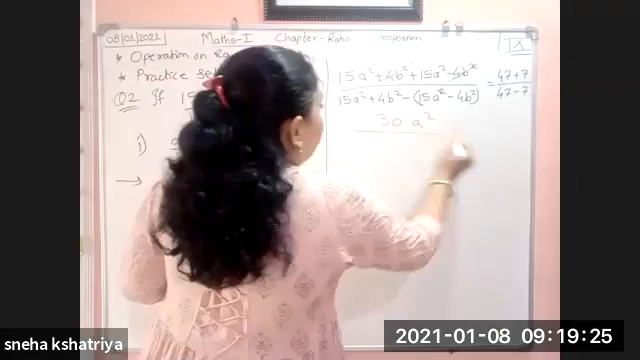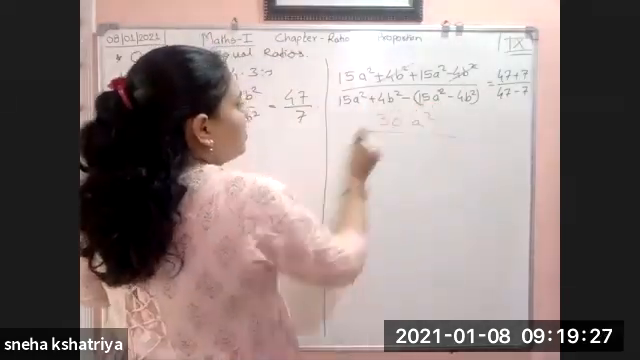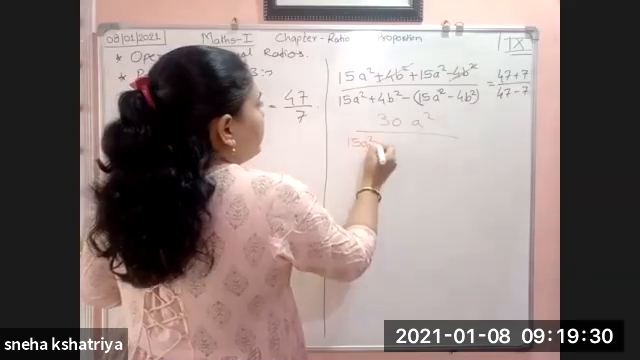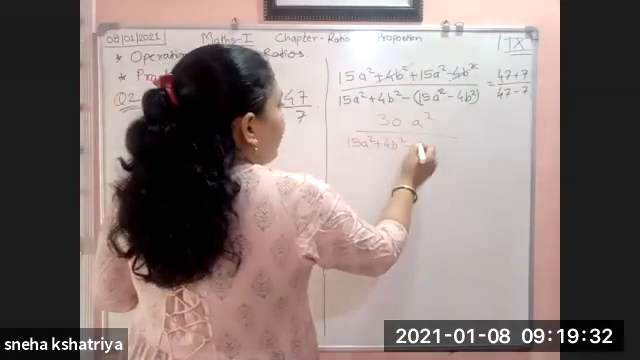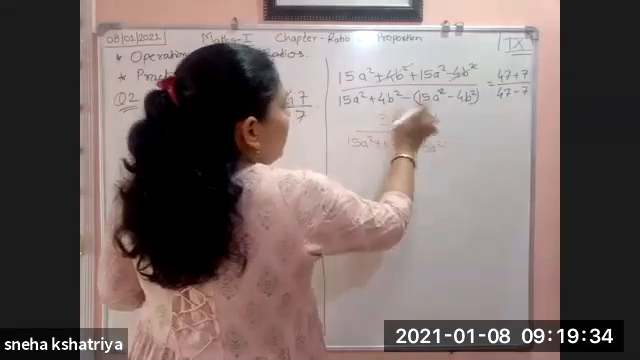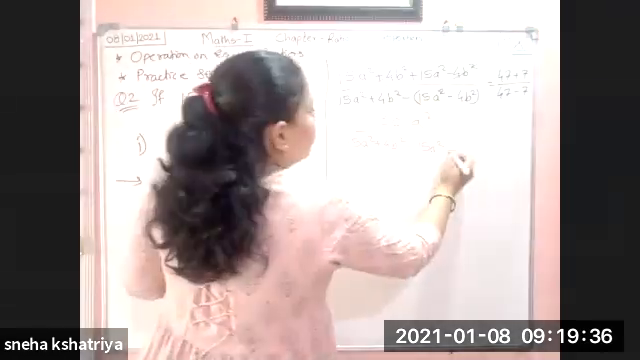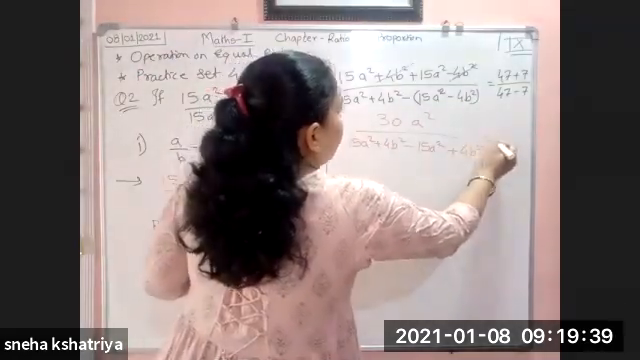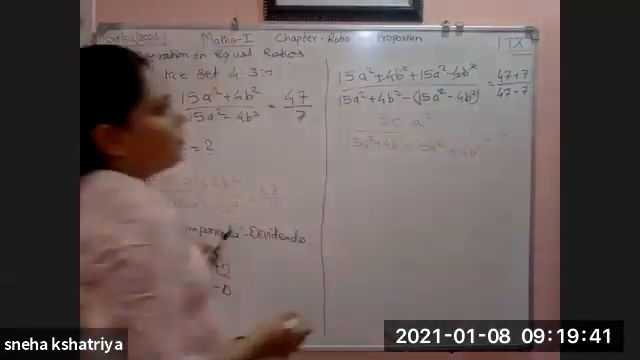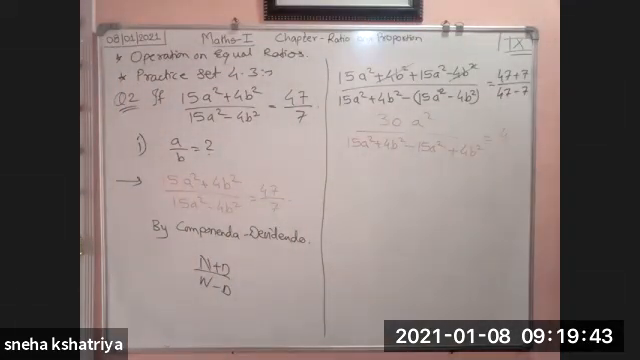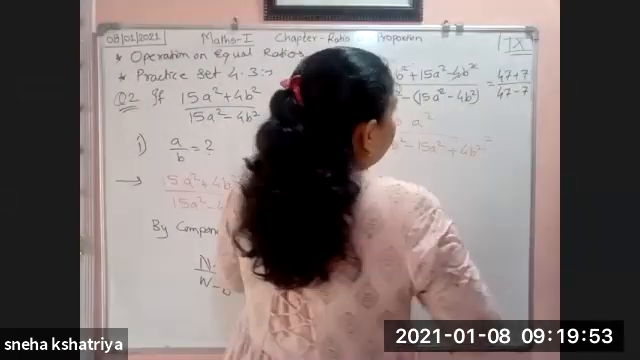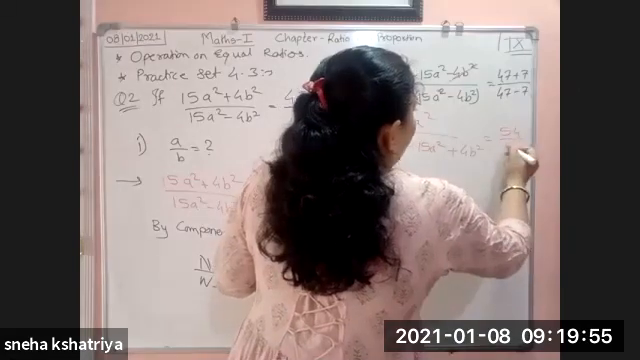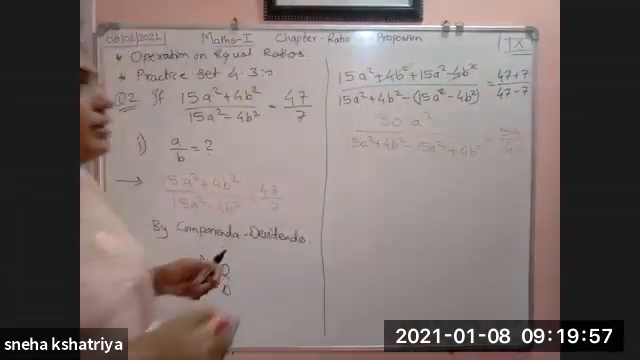30a square divided by... first we have to solve this bracket. Okay, 15a square plus 4b square minus 15a square, minus into plus minus, minus minus becomes plus 4b square, which is equal to 54 upon 40. At the denominator it is 40.